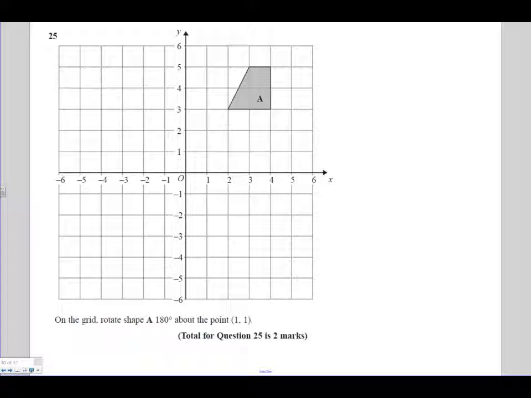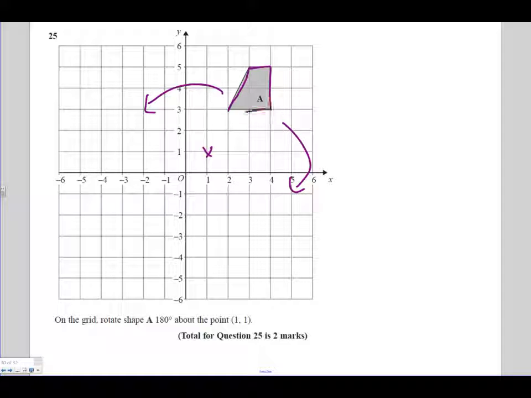Question 25 is about rotation, and we need to rotate the object A 180 degrees about the point 1, 1. So let's mark the point 1, 1. This is the center of our rotation. Now, because it's 180 degrees, it doesn't matter if you go clockwise or anti-clockwise, you will end up at the same place.